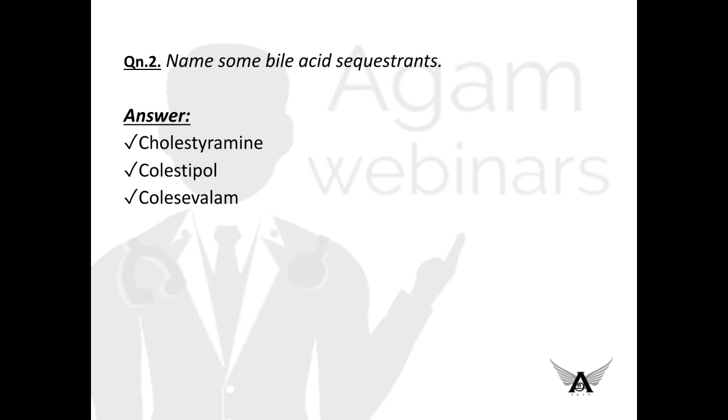The second one is to name some bile acid sequestrants. As we saw, the fourth category of drug, the bile acid binding resins, are cholestyramine, colestipol, and colesevelam. Colesevelam is not in the classification. Just remember these three drugs.